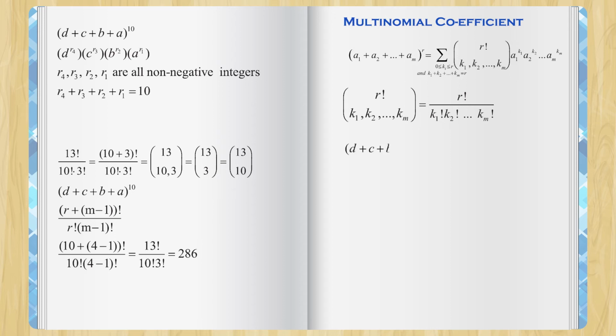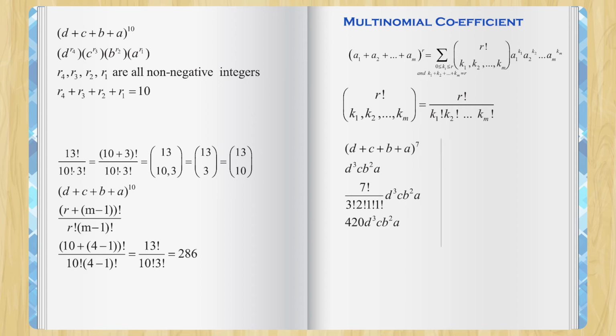For example, if we wanted to know the coefficient for the term including d cubed c b squared a in the expansion of d plus c plus b plus a to the 7th power, it would simply be 7 factorial divided by 3 factorial, 2 factorial, 1 factorial, and 1 factorial, or 420 d cubed c b squared a.